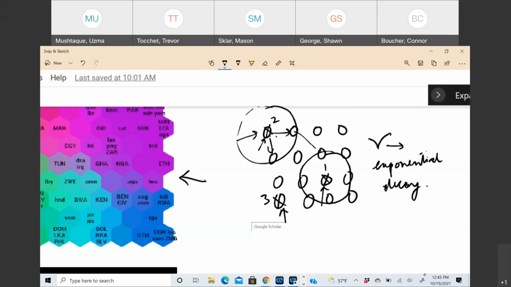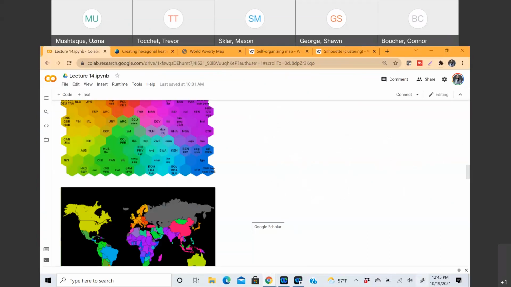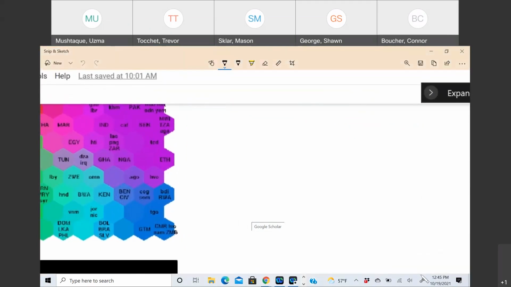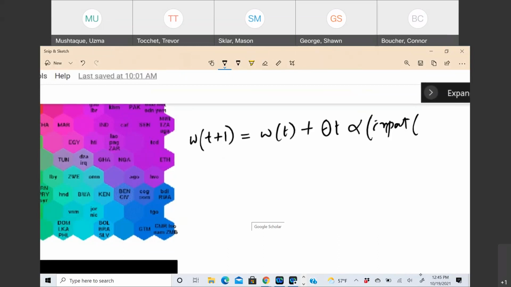And another important thing that the paper talks about is this weight update. Let me write it down. It's slightly different from the equation that I wrote earlier. So I will just write it here. Any t plus 1 iteration is going to be my weight at the tth iteration plus some omega of t. I'll talk about what this is. And then the alpha, this we talked about already. So input minus your weight.